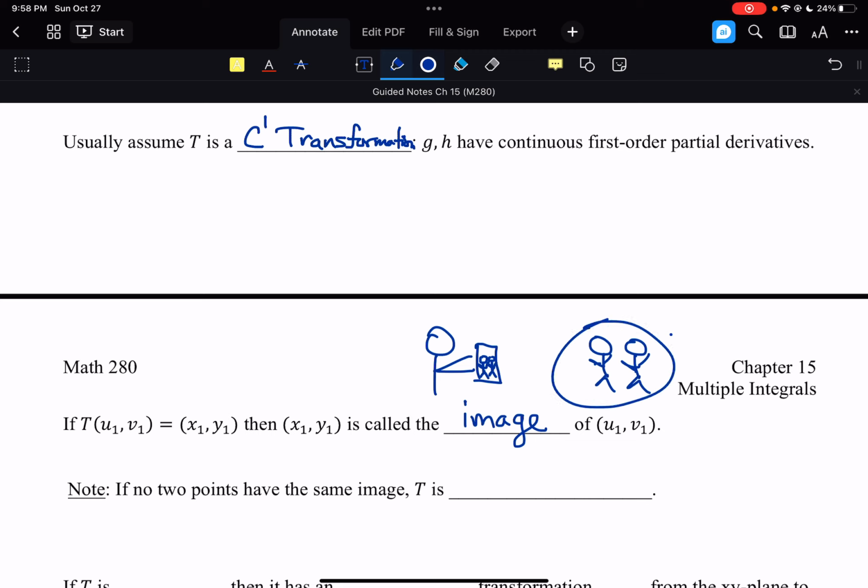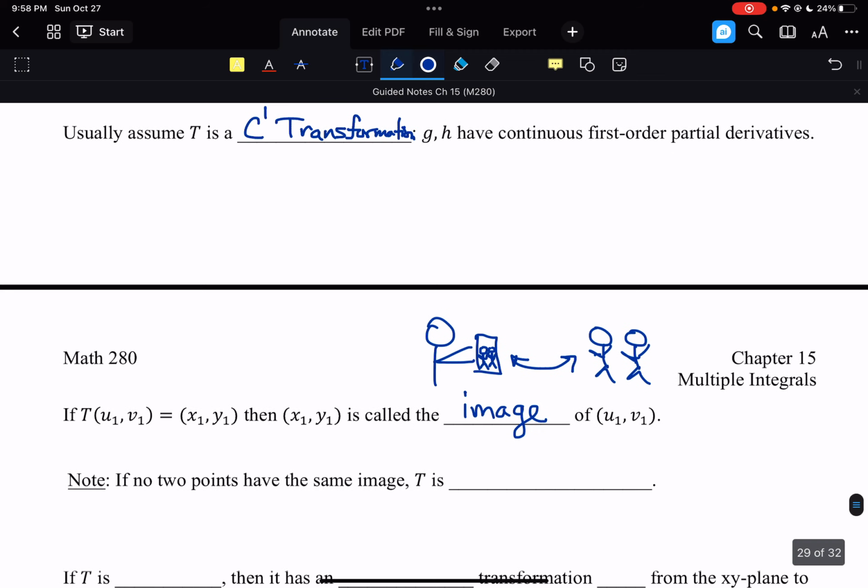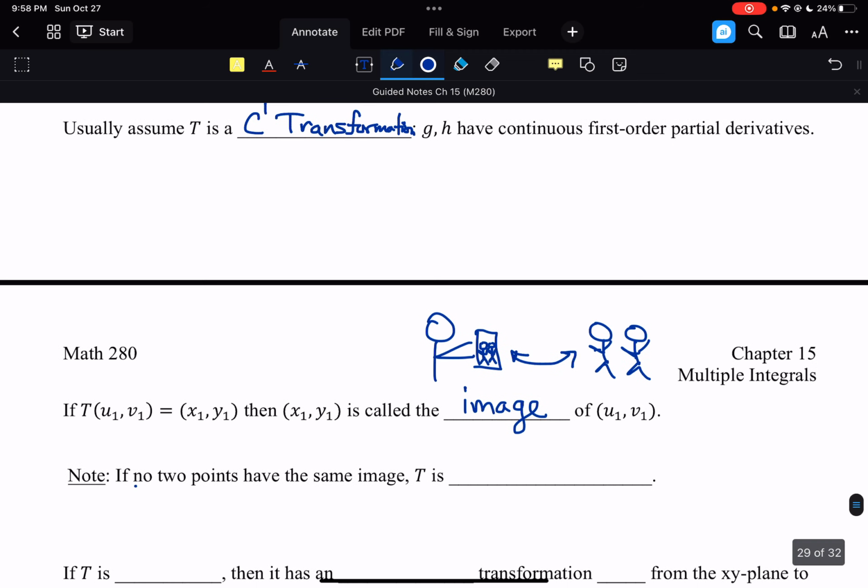Whether it's the actual people or the image or the photo of the people, it's not exactly the same thing, but they represent the same thing. And that's the idea with the transformation, is we can move back and forth between the two different spaces, understanding that they both represent the same thing. Now, an interesting thing about the transformation: if no 2 points have the same image, then T is said to be 1-to-1. So just like a function.